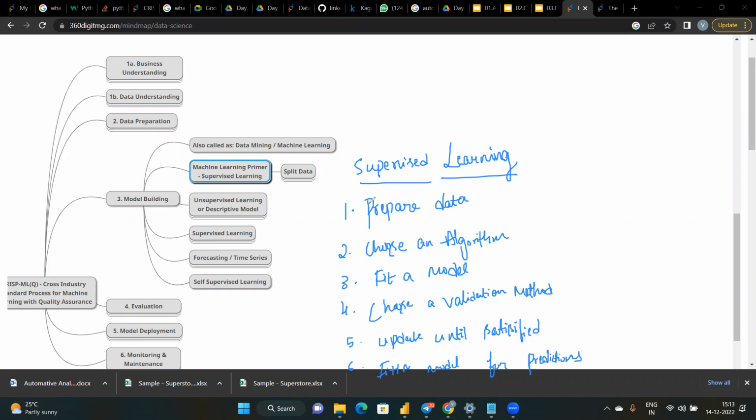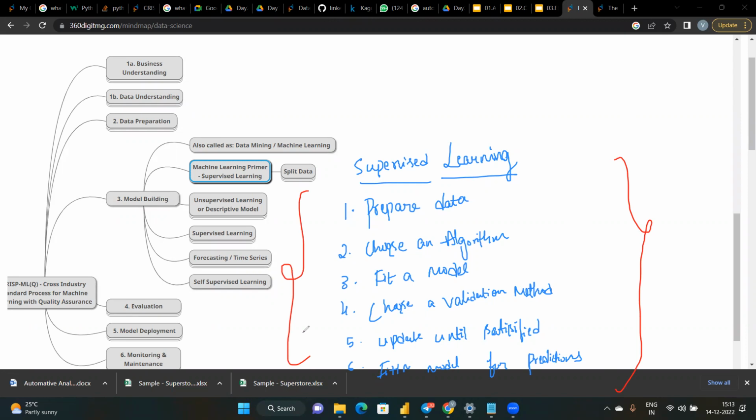Okay, so these things, guys. If you ask me, sir, what are the steps involved for supervised learning? These 6 things, if we follow, guys, it is more than enough. These are the things we follow when we do the steps for supervised learning.